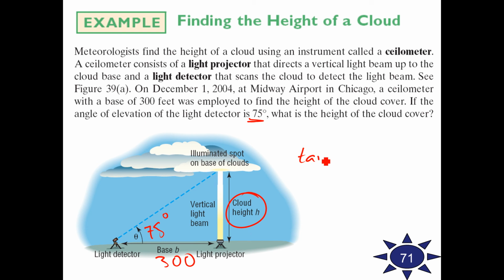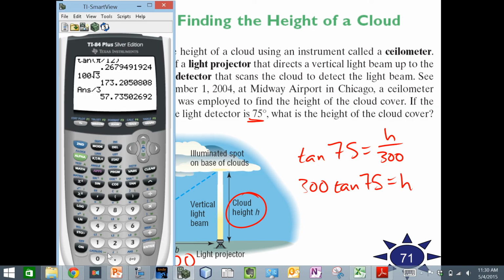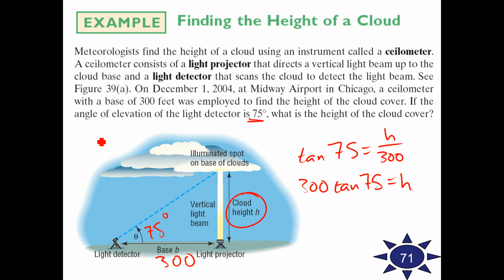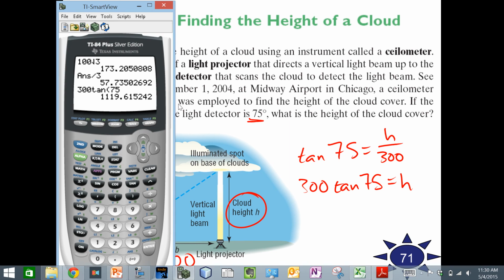So tangent of 75 equals h over 300. At this point, 300 tan 75, and we're definitely going to the calculator for this because 75 is not one of our pretty 30, 45, or 60 degree angles. So 300 times tangent of 75, and so 1,119.62, and this is in feet, there we go, 300 feet. So this would be 1,100 and almost 20 feet.